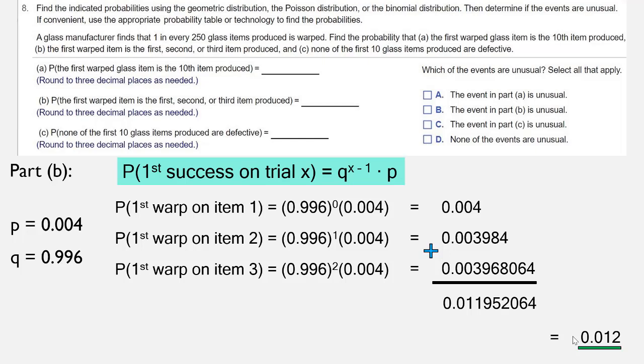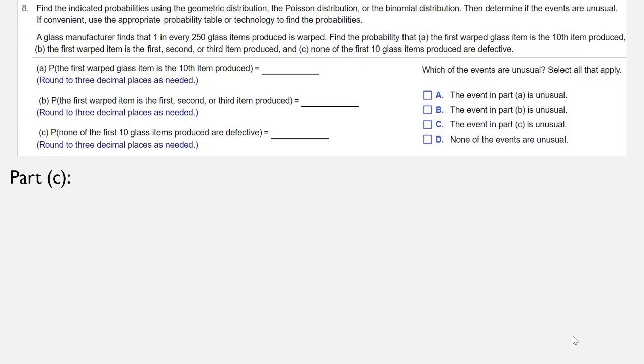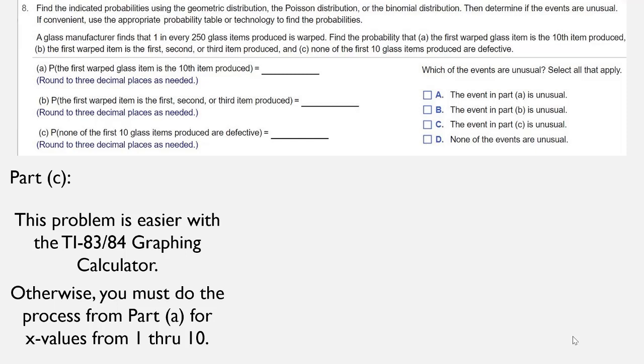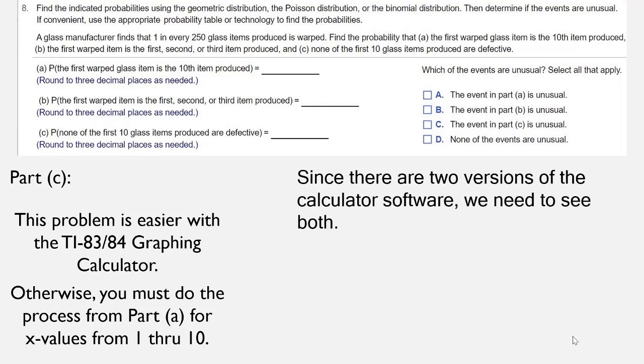For part C, we're looking for the probability that none of the first 10 glass items produced are defective. So in this problem, we're going to use the calculator because otherwise what we'd have to do is that same idea from part A where we plug in the numbers, but we would have to do it for x values from 1 through 10. So we'd have to do 10 separate calculations. We could, it's totally within our wheelhouse to do that, but the calculator is going to allow us to do this more easily. There are two versions of the calculator.